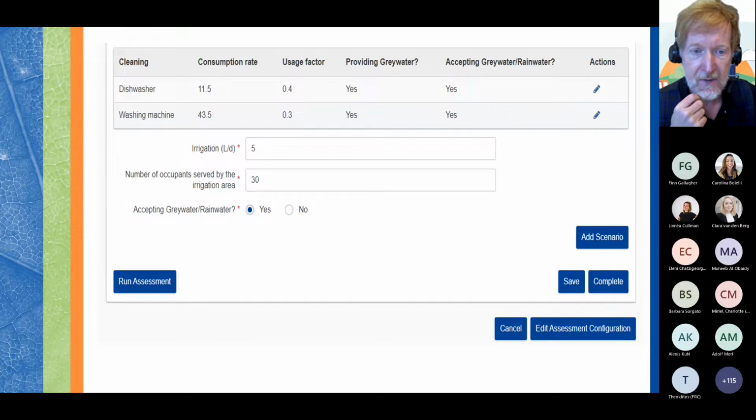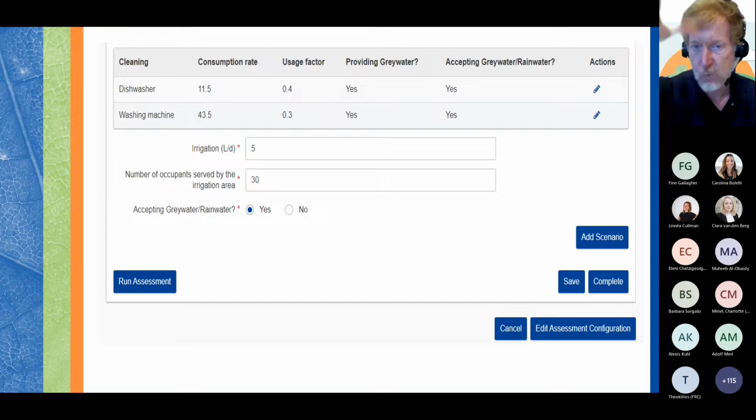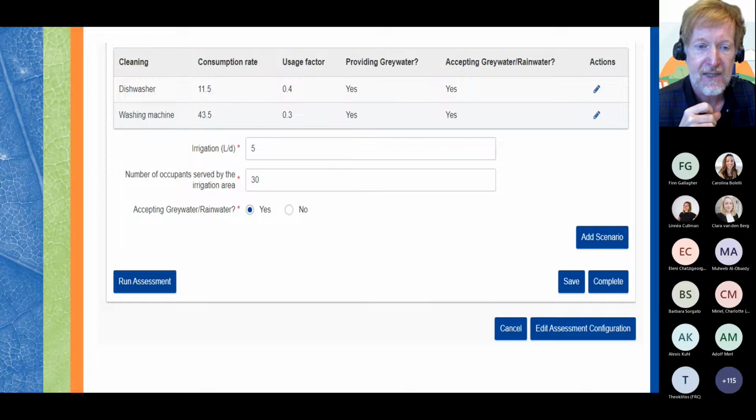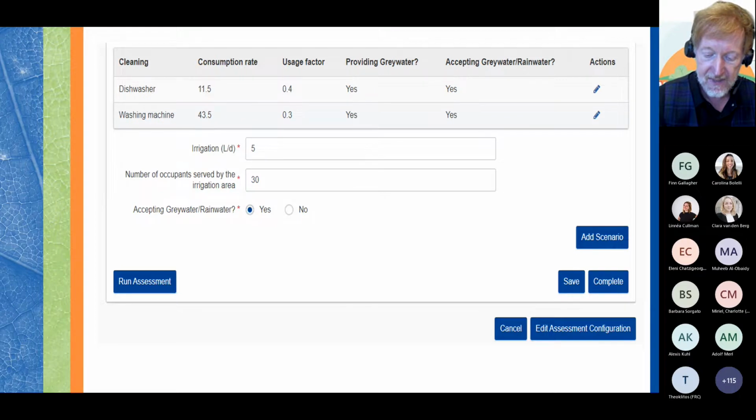And then you practically get here at the end, for the last 2 parts, one screen where you see practically everything. You just don't see it in one go on the screen itself. Then you have the irrigation part and the number of occupants here. And then you can run the assessment. The assessment itself, next slide, please.